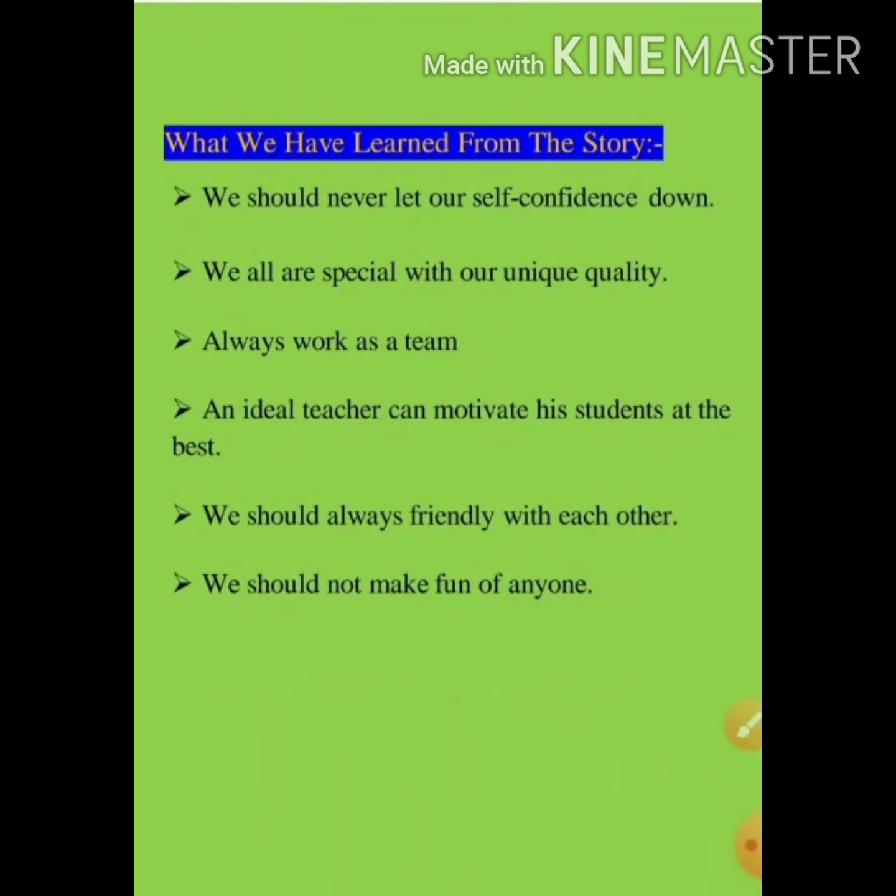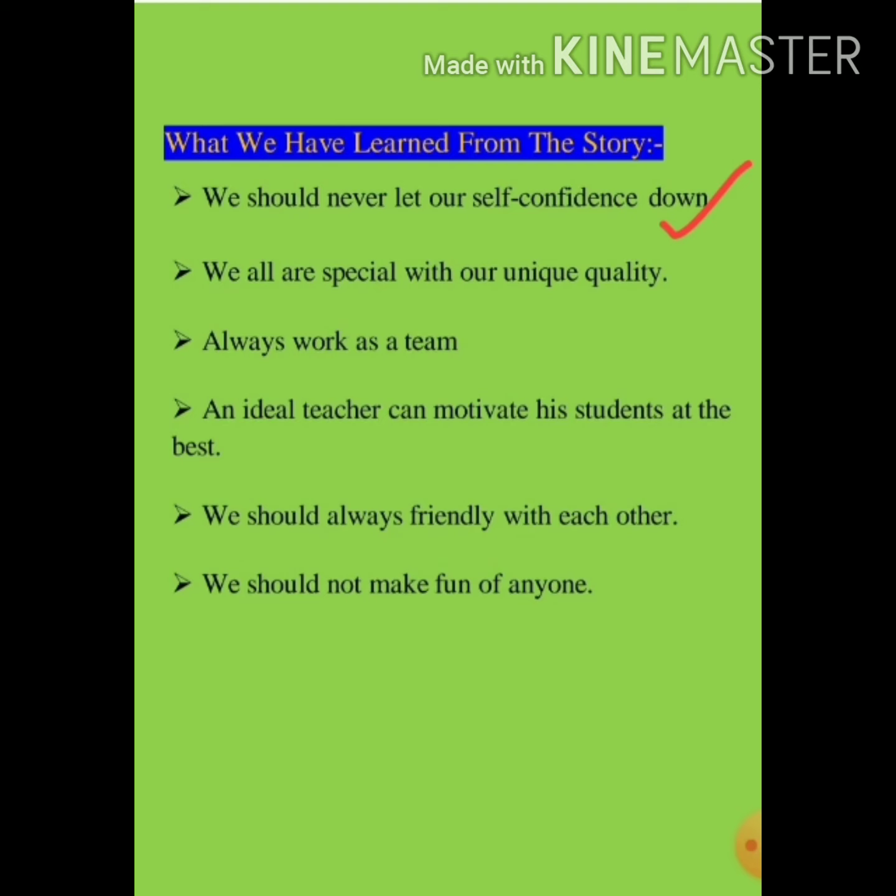Okay, now come to the last part, what we have learned from this chapter. This is the most important. Students, first of all, we should never think that we are less than anyone else. We should never let our confidence down. The first thing we should learn is that there must be self-confidence inside you. Unless there is self-confidence, you cannot do anything.